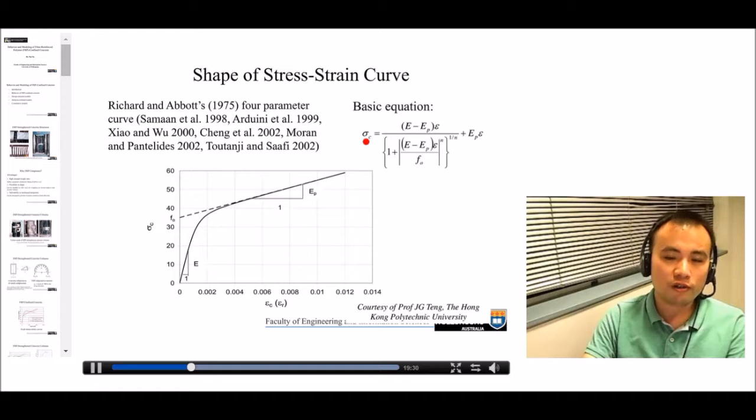And some other researchers also use this equation, which is the four-parameter equation. The advantage of this equation is that each parameter has a very clear physical meaning. For example, E represents the elastic modulus of concrete, ET represents the second stage stiffness, F0 represents the intercept with the stress axis, and M controls the transition zone. But you may notice that this equation is still very complicated in form, probably because these models tend to use one simple equation to represent the two-stage curves.